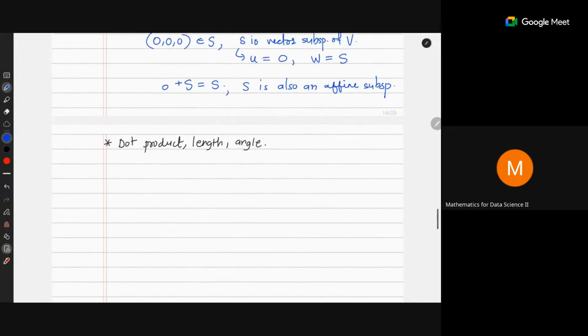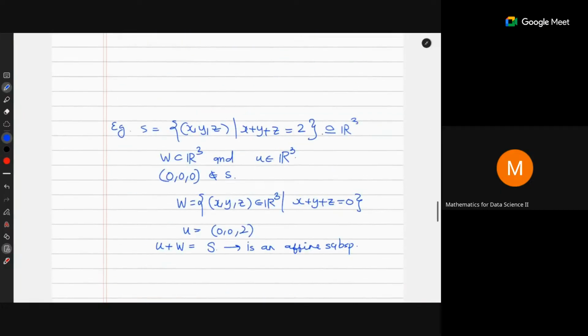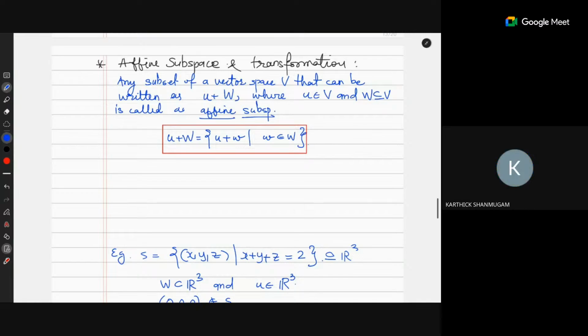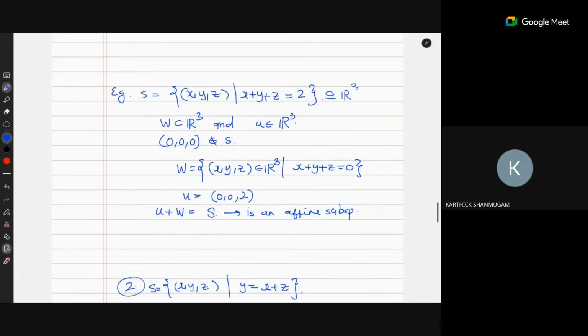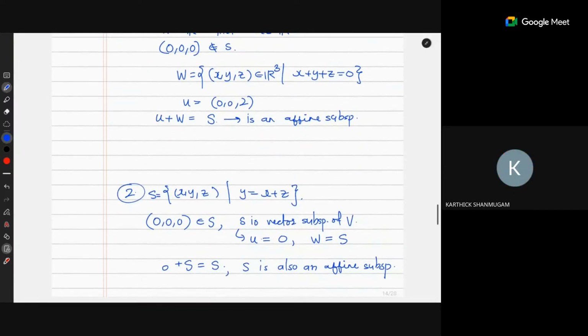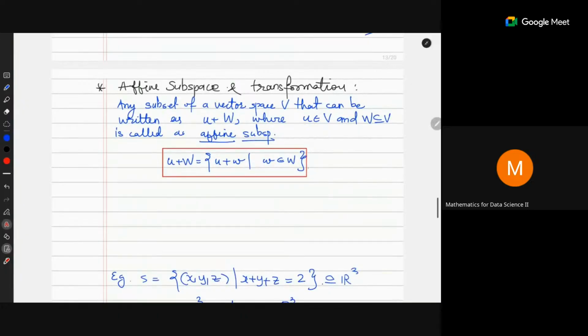All right. Now let's recall what is an affine transformation before going into length. You said any vector space is an affine subspace because it inherently contains the 0 vector in it. Yeah. So you can take your U to be 0, and your W will be that subspace that we are looking at. It will satisfy this condition.